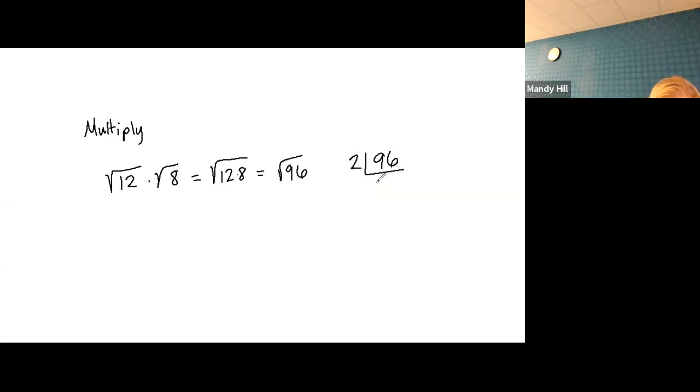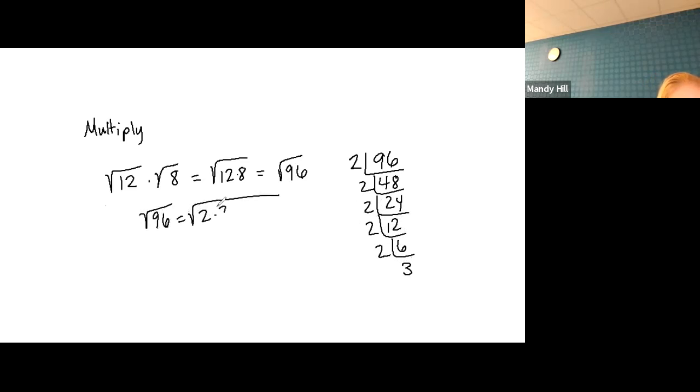You're going to say 2 will go into 96 48 times. 2 will go into 48 24 times. 2 will go into 24 12 times. 2 will go into 12 6 times. 2 will go into 6 3 times. 3 is prime, so I could stop. So the square root of 96 is really the square root of, looks like we have 5 2's and a 3.